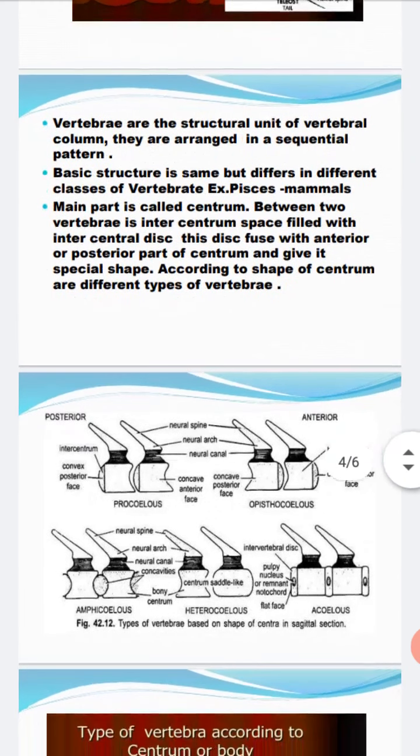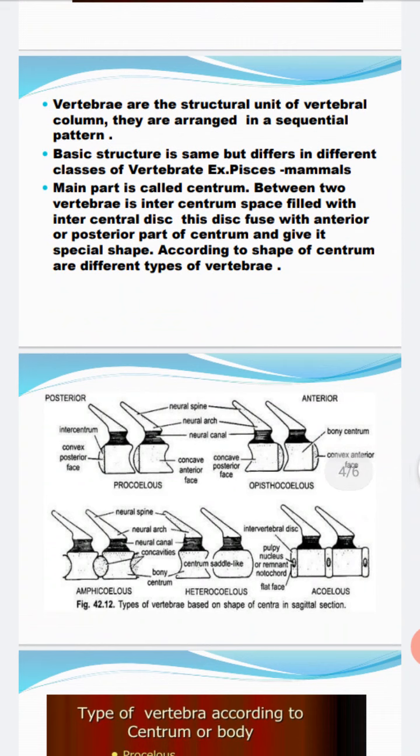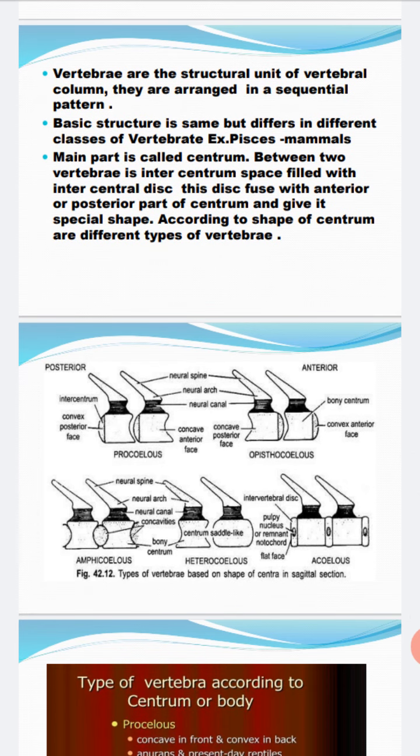Here in the diagram you can see two vertebrae, and in between the two vertebrae there is the intercentrum space. This space is filled with an intercentral disc. When this disc is attached to the anterior or posterior part of the centrum, it gives a special shape to the vertebrae. According to the shape of the centrum, the vertebrae are named. So the centrums are of different types.